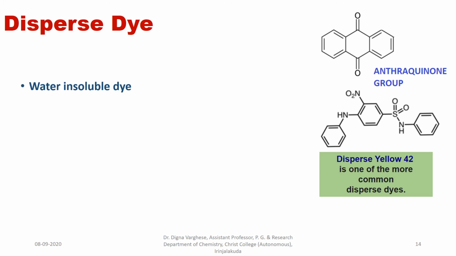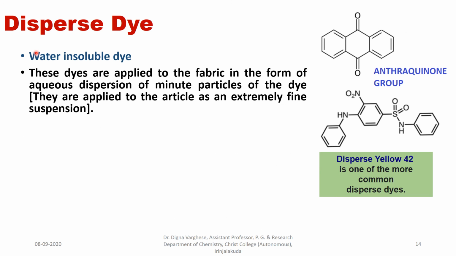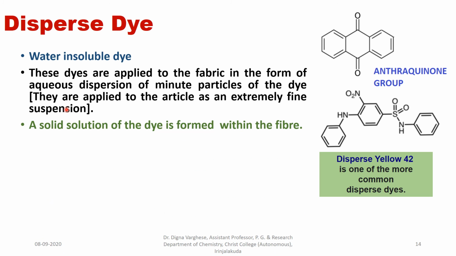Disperse dye is a water insoluble dye. These dyes are applied to the fabric in the form of an aqueous dispersion of minute particles of the dye. That means they are applied to the fabric as an extremely fine suspension, and it forms a solid solution of the dye within the fiber that will generate color from the dye to the fabric.